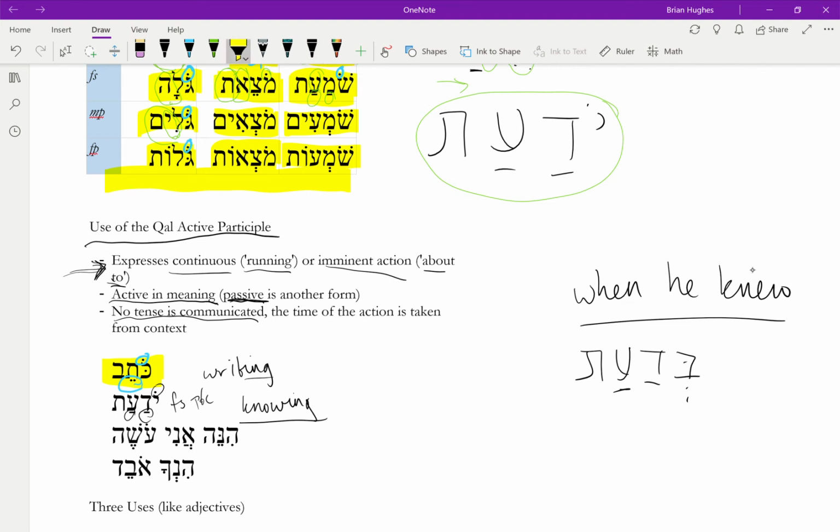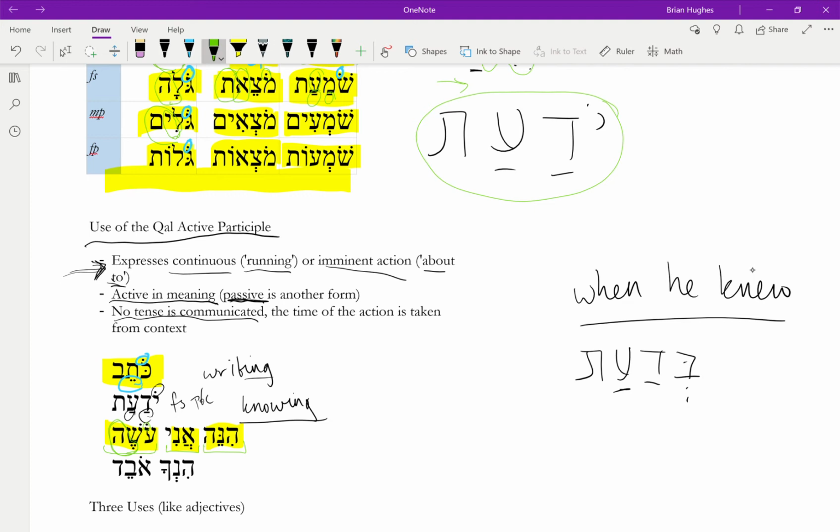In this phrase, we get hine ani ose. So what we have here is hine, which is behold, and then ani is I, and then we get this participle. See, we have a holum over the first root consonant. We have the segol he, which is a third he, masculine singular participle marking. We've also seen that in the Qal imperfect 3MS.